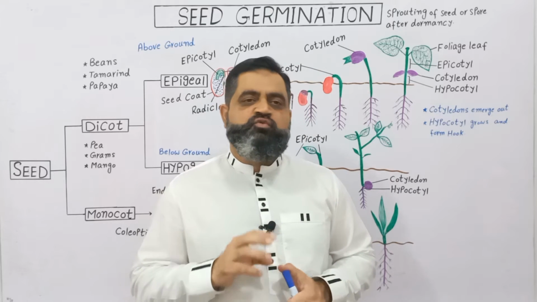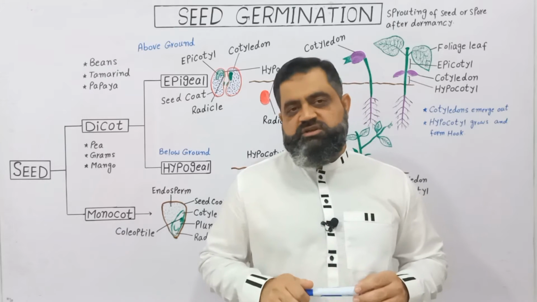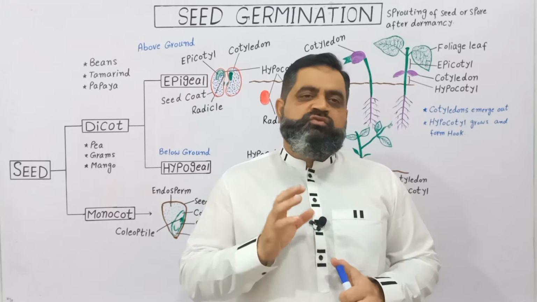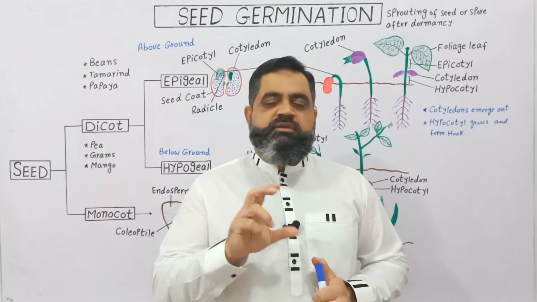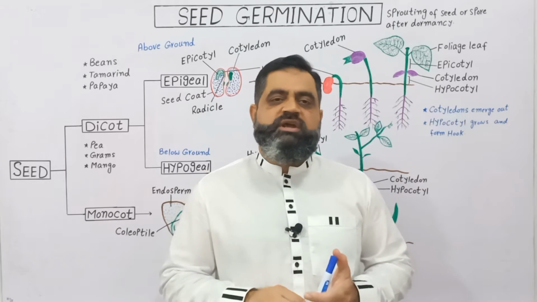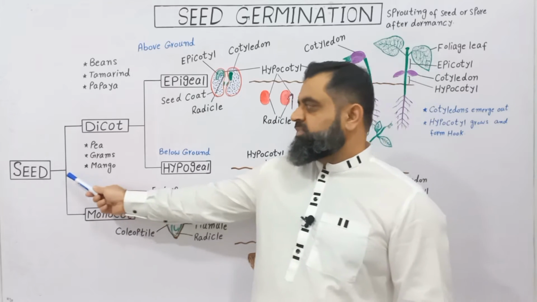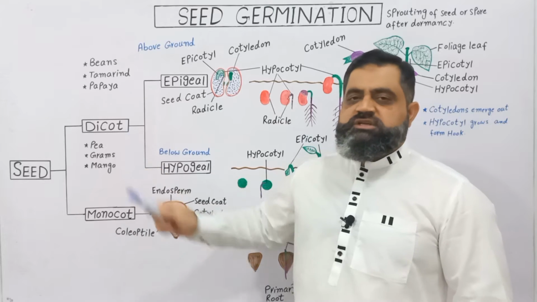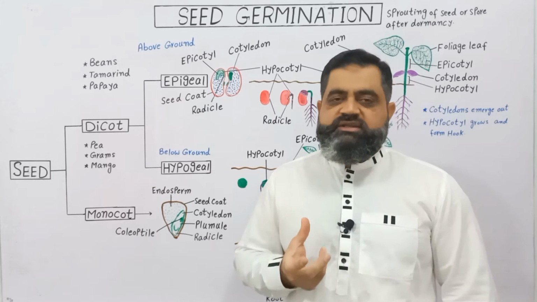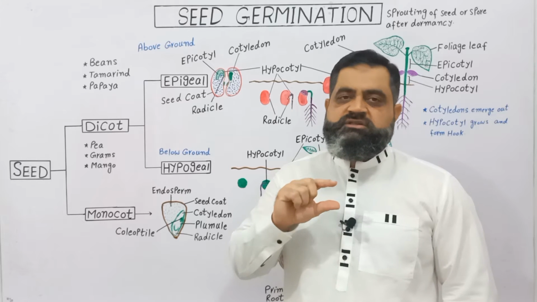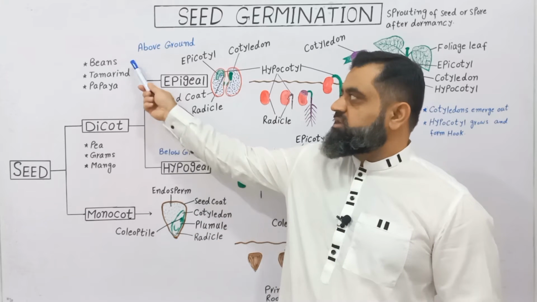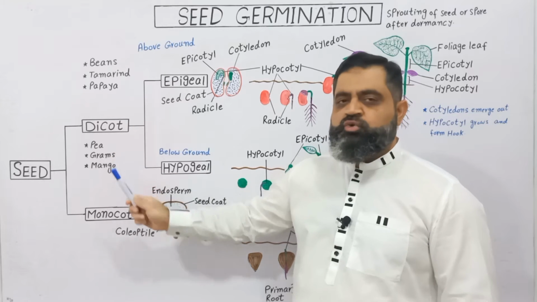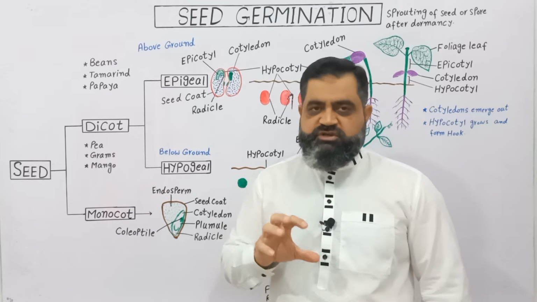But first of all, if you want to understand the concept of seed germination, we have to know the structure of a seed. So let's review a little bit about the structure of a seed. As you know, there are two types of seeds, monocot seeds and dicot seeds. Dicot seeds usually contain two cotyledons in their seed coat, like beans, tamarind, papaya, peas, grams, mango. They do have a different mechanism of germination.